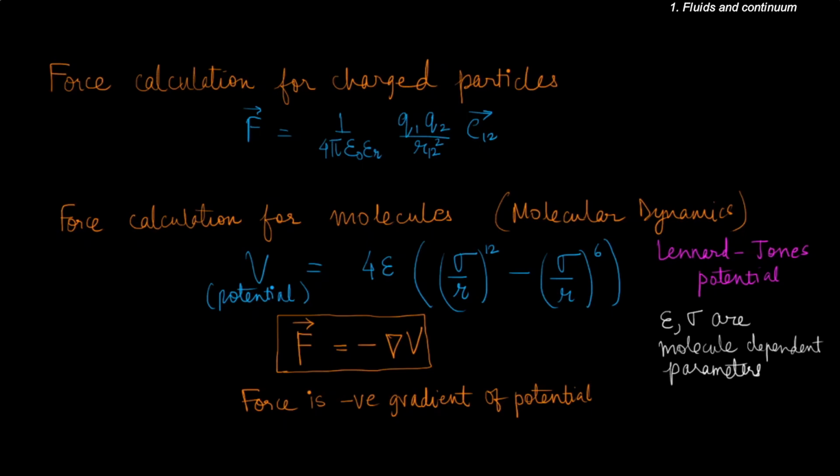The potential is given by 4 times epsilon times [sigma upon r raised to 12 minus sigma upon r raised to 6]. This is sometimes referred to as the 6-12 potential, where epsilon and sigma are molecule dependent parameters quantifying the energy well and the width of the potential. The corresponding force is calculated as the negative of the gradient of the potential.